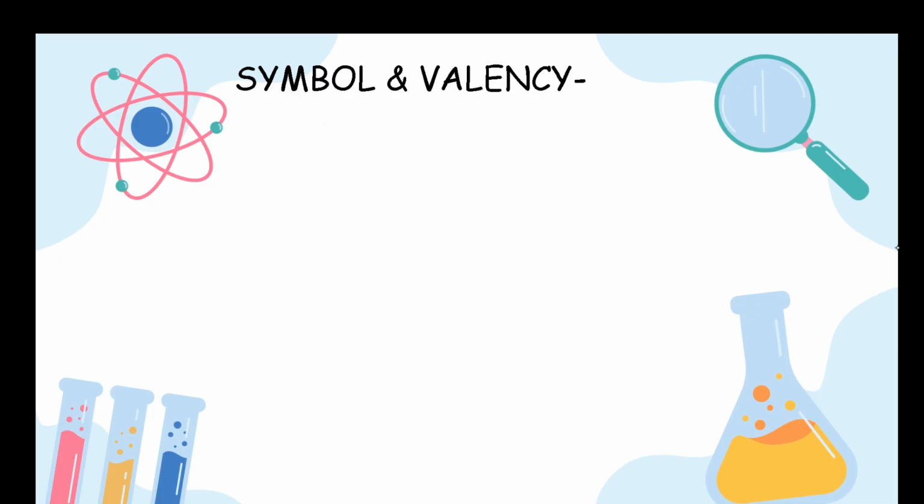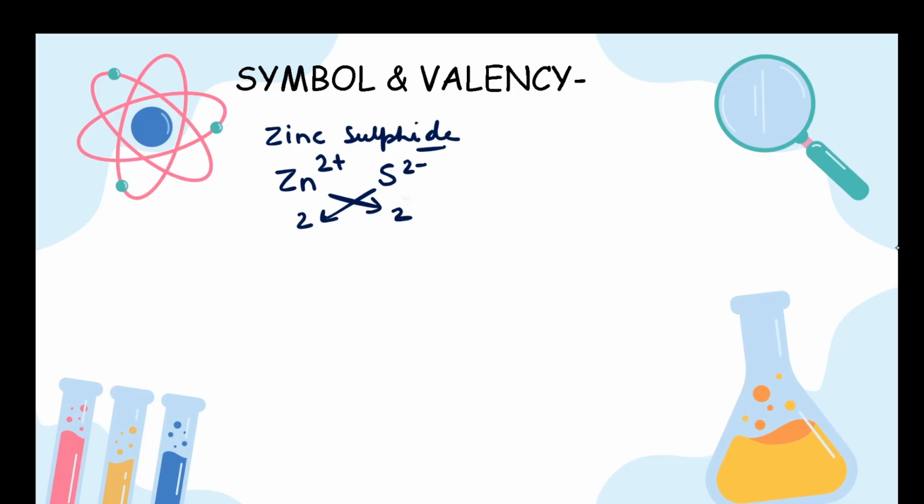Let's take a few more examples. If we have to write the formula of zinc sulfide, it is important to know that zinc's symbol is Zn, its valency is 2 plus, and sulfide is S2 minus. Interchanging makes no difference because both have a value of 2 and the 2s get cancelled. So, the formula here becomes ZnS. This is zinc sulfide.